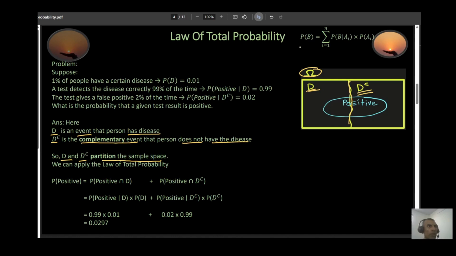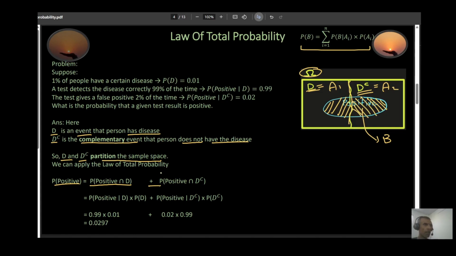Now we can apply the law of total probability. So we can apply this equation now. In this case, my D would be my A1, and my DC would be my A2. And my positive in this case would be B right here. So using the equation, probability of positive is given by the probability of positive intersection D, that would be probability of this region, plus probability of this region, probability of positive intersection DC.